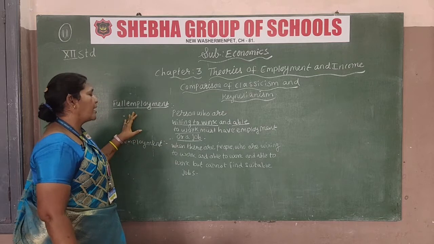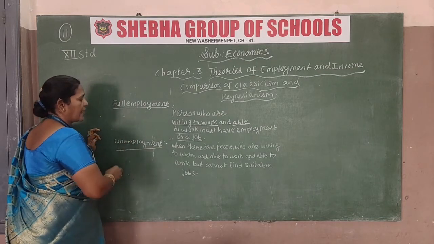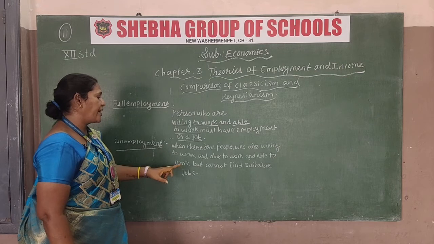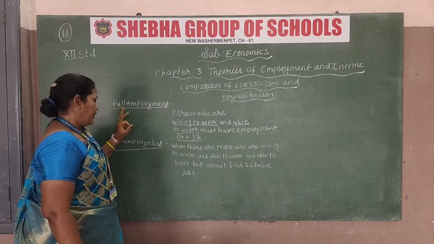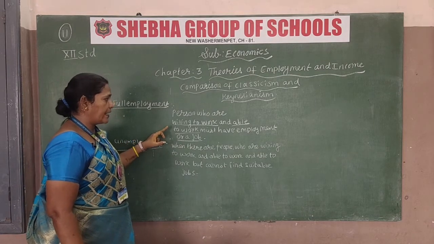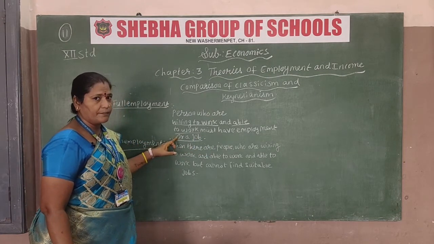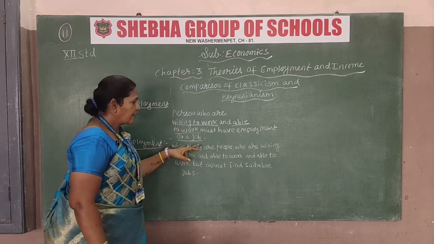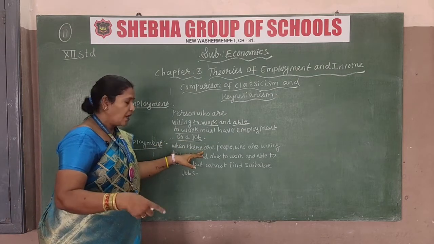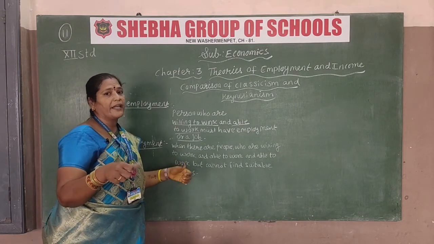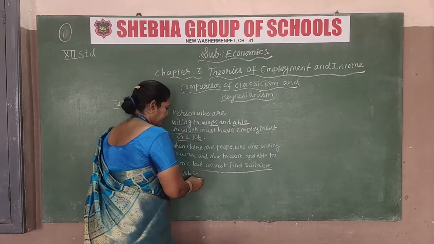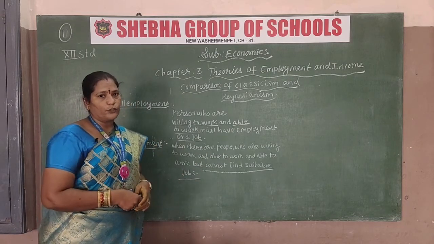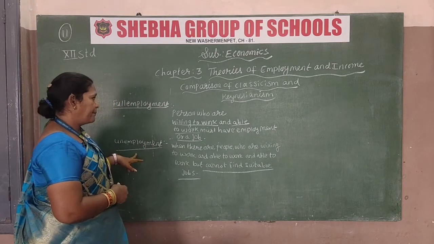Is it clear? That is mentioned in the full employment. Okay, so unemployment. What is unemployment? When there are people who are willing to work and able to work but cannot find a suitable job. In full employment, people who are willing and able to work must have employment or a job. But unemployment means the people are willing to work and able to work also, but they cannot find a suitable job. That is known as unemployment.